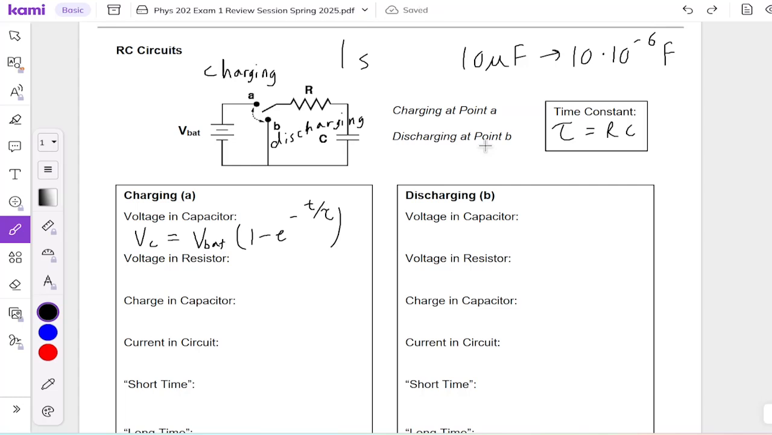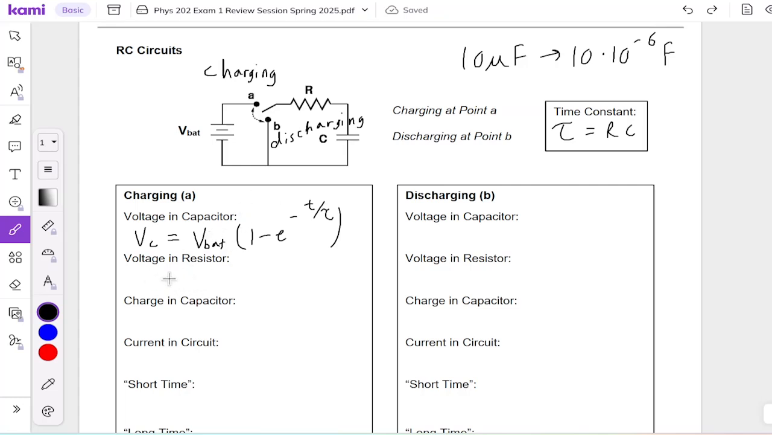But anyways, if you get tau equals 1, then what that basically means is that after 5 seconds, in other words 5 time constants, the capacitor is either going to be fully charged or fully empty. Why 5? I don't know. Again, that's just what people say. It's just how nature works. So anyways, this is the voltage in a capacitor.